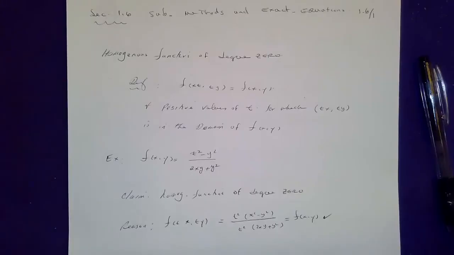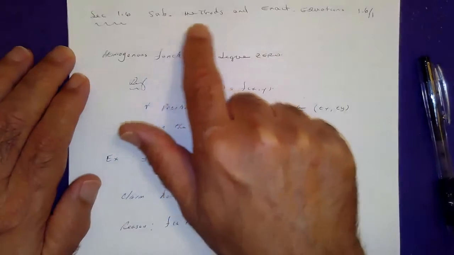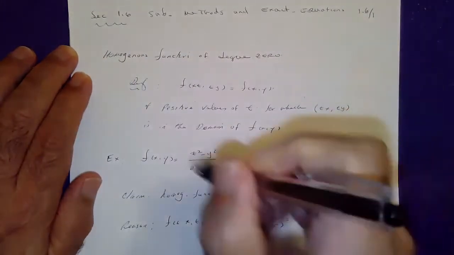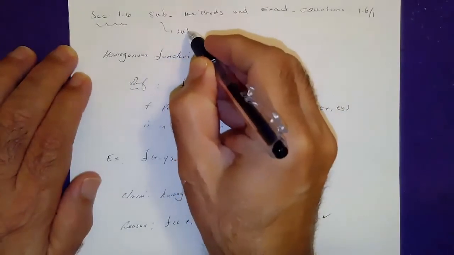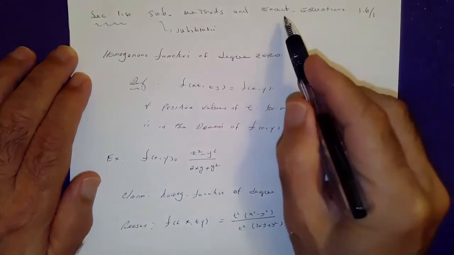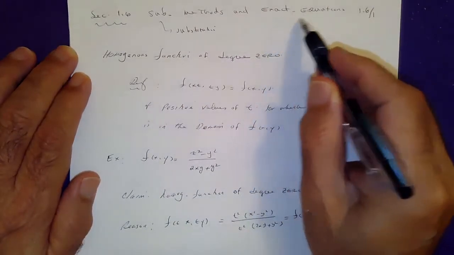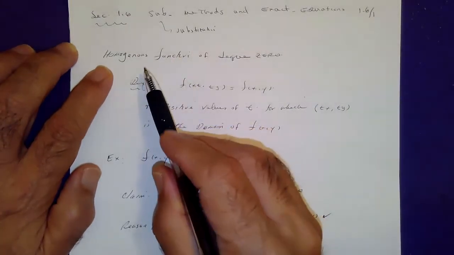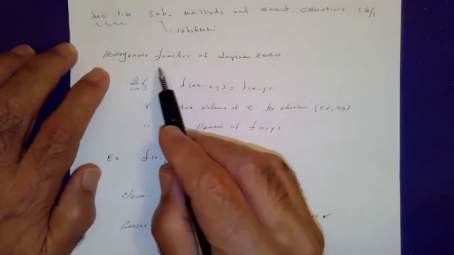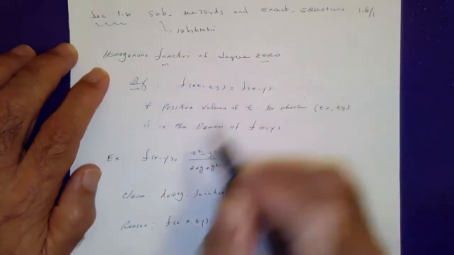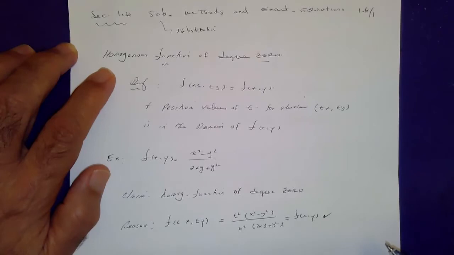Section 1.6, we're going to learn about two different kinds of differential equations which require substitution. So substitution methods, and one differential equation which is called exact. To begin with, let's define what they mean by a homogeneous function of degree 0. Keep in mind not to be mistaken with a homogeneous differential equation.